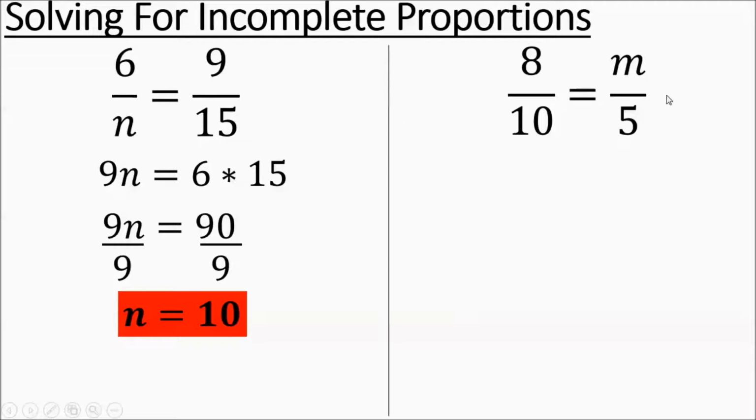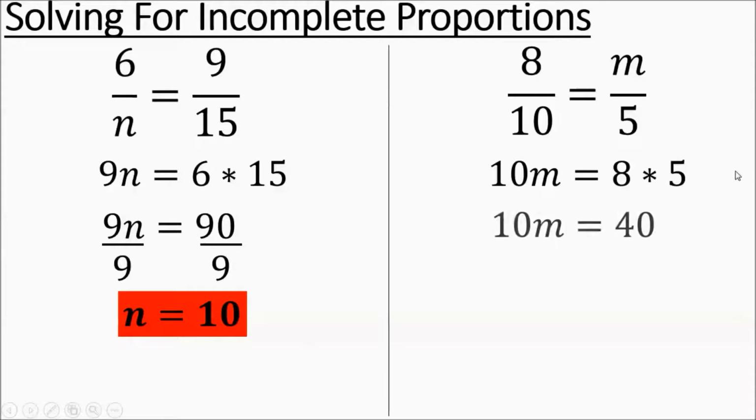Over on the right side, you could do 10 times m, 8 times 5. Those are your equivalent products. You can do this 8 times 5. You can work that out further and get a 40. And then you can divide both sides by 10, solving for the variable by getting rid of the coefficient. Divide out the 10. You get 4.